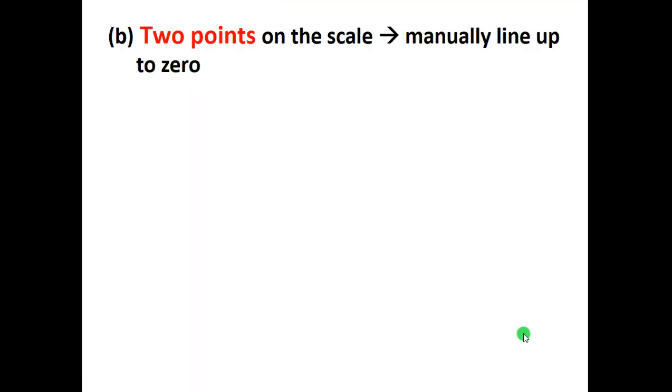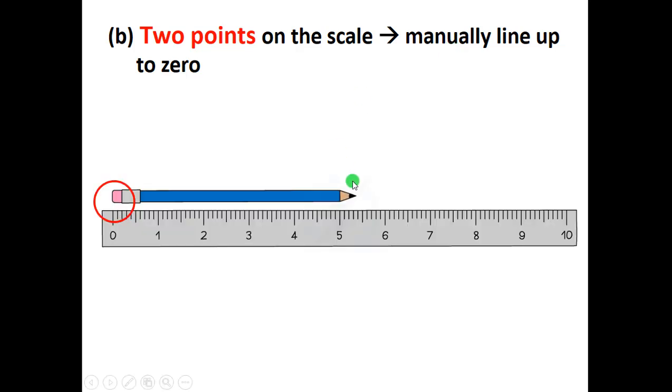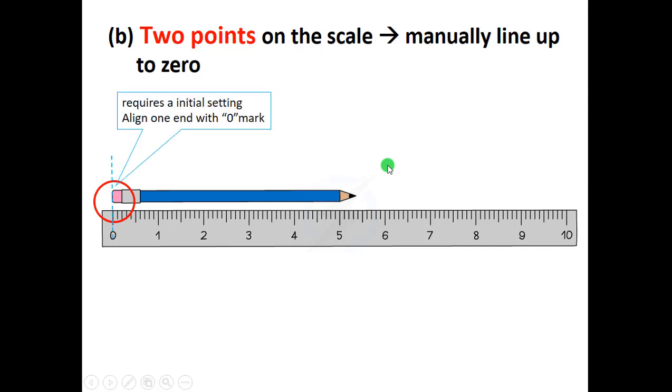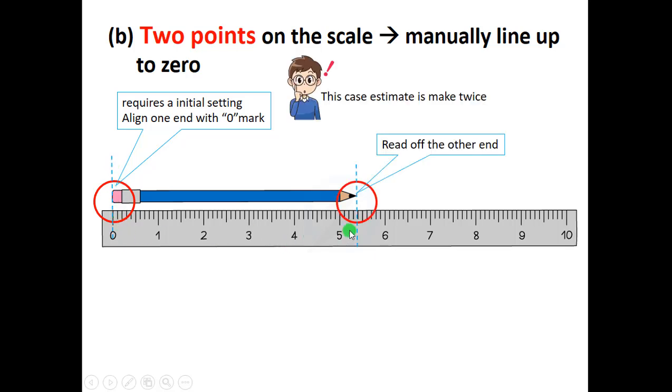And the second method to record the uncertainty is if the reading is taken at 2 points on the scale, whereby we need to manually line up to 0. For example, when we use meter rules. Normally we require an initial setting whereby we align one end of the item we measure with the 0 mark, and then we read off at the other end. So in this case, we take the measurement twice.